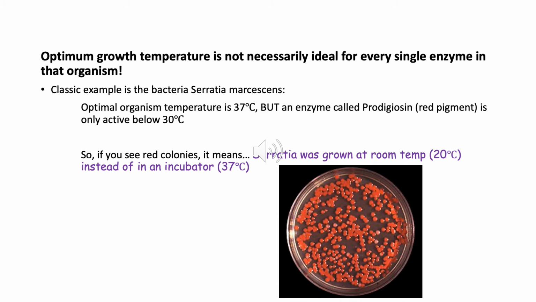An example of that is something you can see in the bacteria Serratia marcescens. Its optimal growth temperature for the bacteria is 37 degrees. But there's an enzyme in the bacteria called prodigiosin, which produces a red pigment, and that enzyme is only active below 30 degrees Celsius. So if you see red colonies growing in that organism, it means that the Serratia was grown at room temperature at 20 degrees instead of at 37 degrees in an incubator.